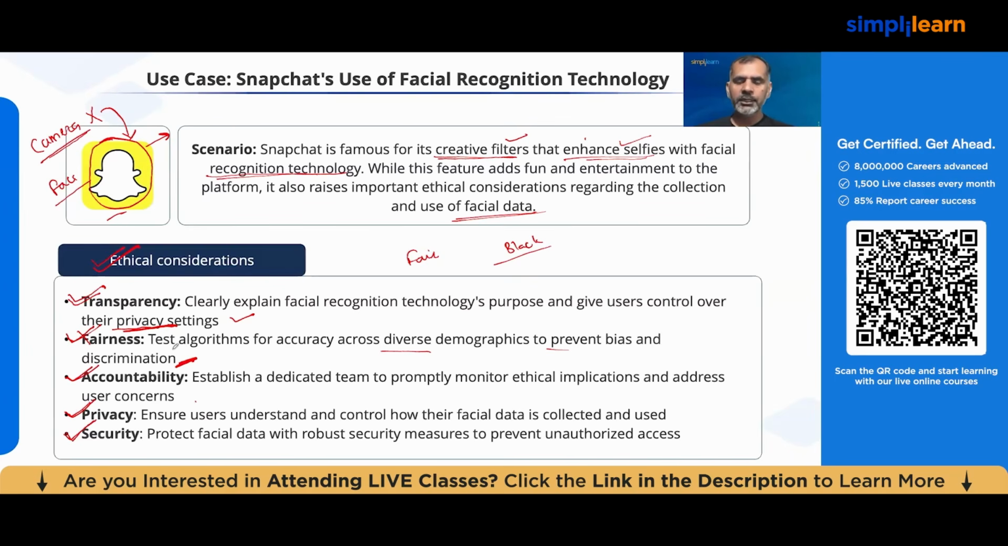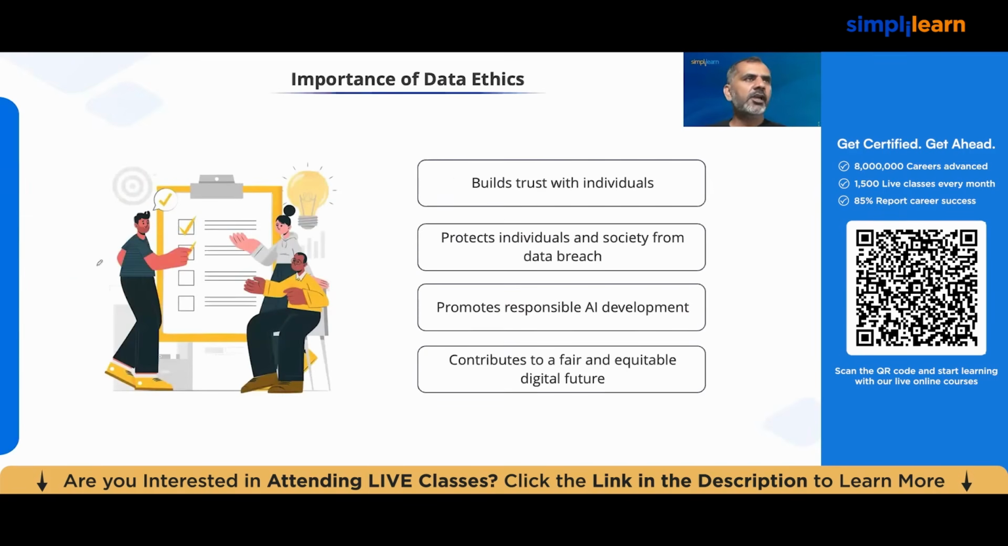Now we understand what the key principles of data ethics are: transparency, fairness, accountability, privacy, and security. So, by understanding this, let us try to understand why it is important. Why do we talk about these key principles, why do we talk so much about data ethics, rules and regulations in data practices? The very first important thing is that it helps you to build trust with individuals.